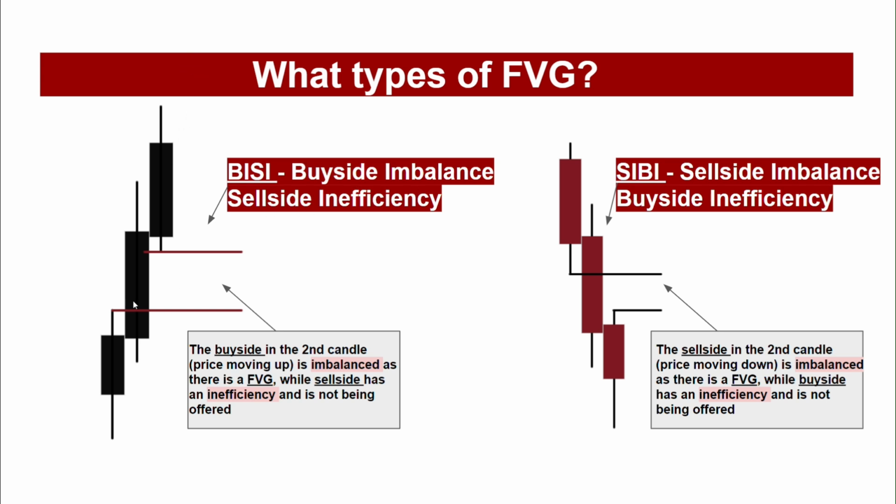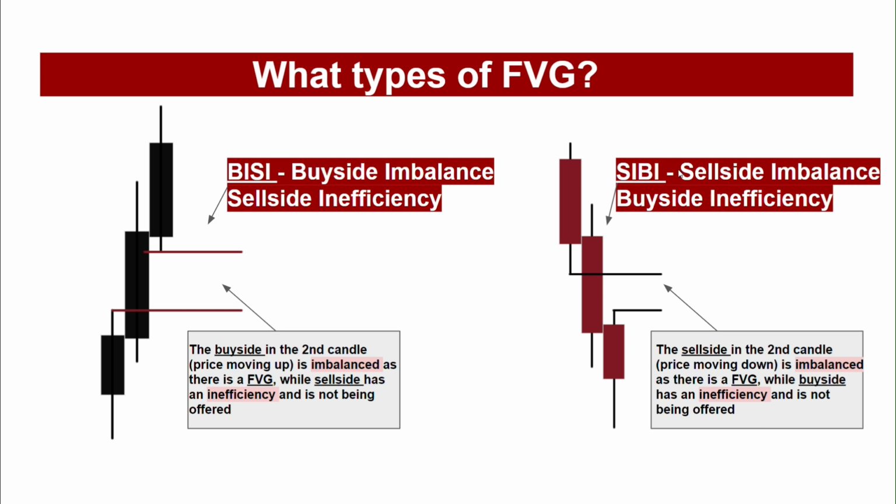It's a sell side inefficiency because the sell side of price, which is the selling off, is not strong. There's an inefficient amount of sellers. If there was not an inefficient amount of sellers, price would have sold down here before a move higher. So we have to understand that in the second candle, price is moving up, it's imbalanced as there's a fair value gap, while sell side has an inefficiency as not being offered.